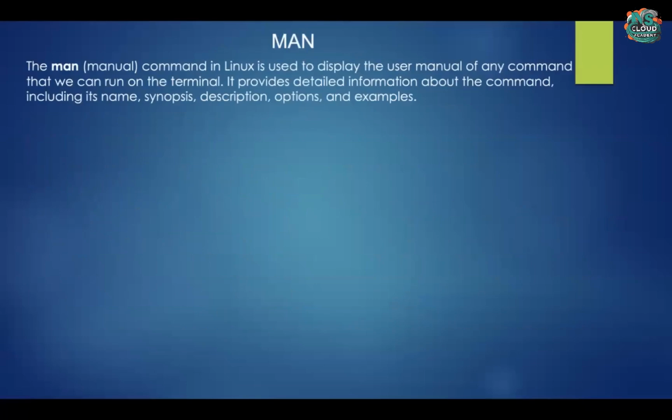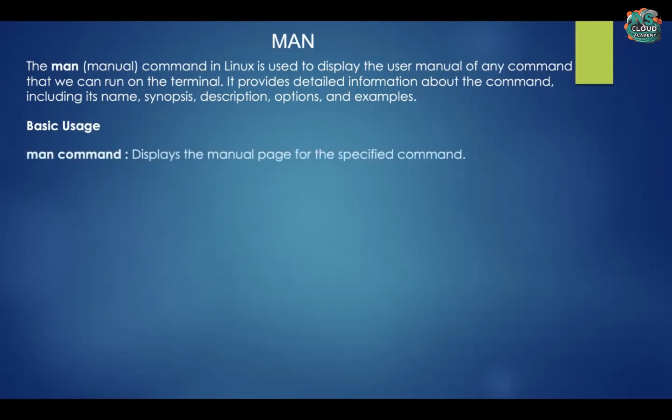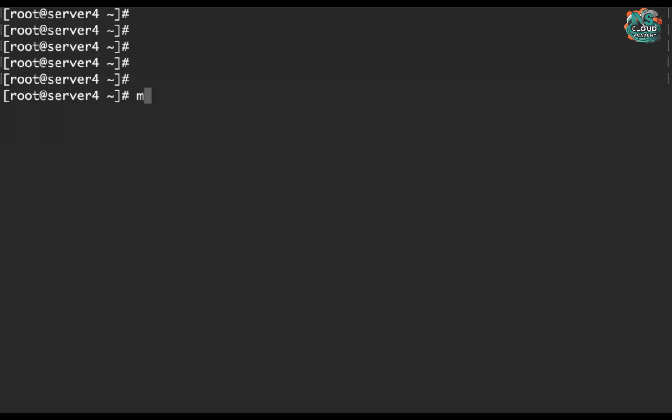Next, man pages. I have already been telling you about man pages through so many commands. Man pages are manual pages, which are used to display the user manual for any command that we can run on the terminal. It provides detailed information about the command, including name, synopsis, description, options, and examples. Just run man space command, with any command.